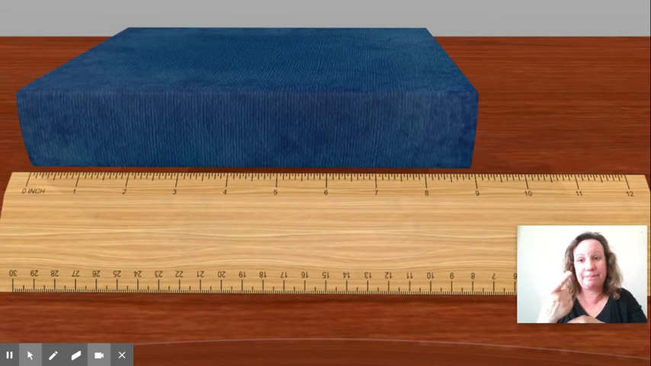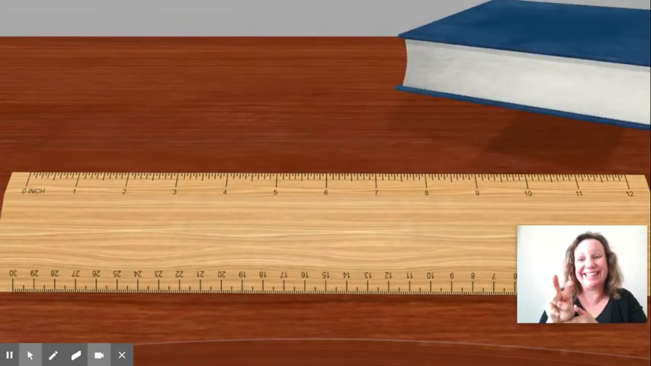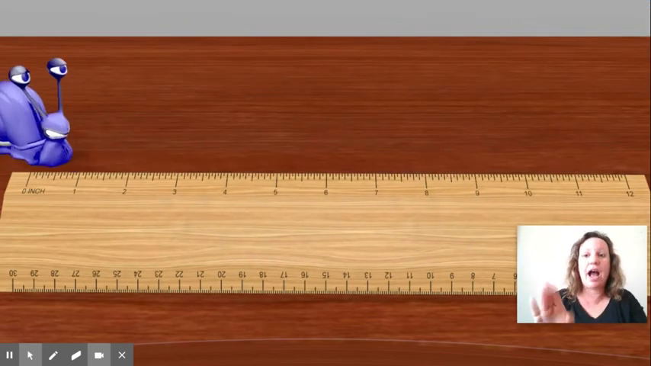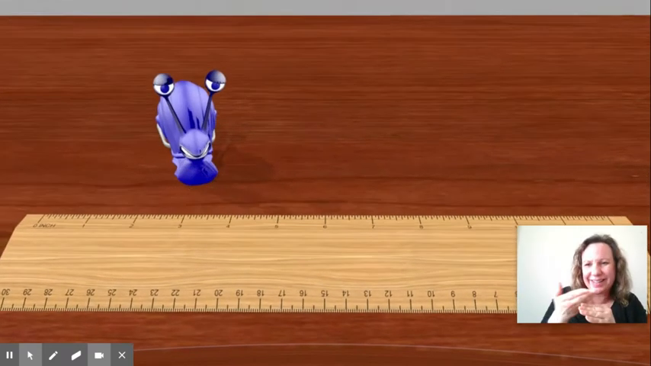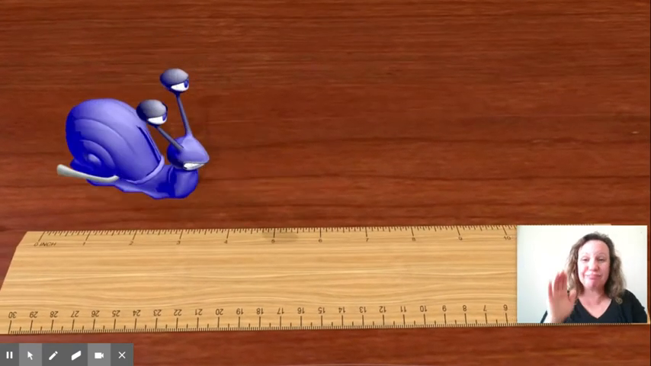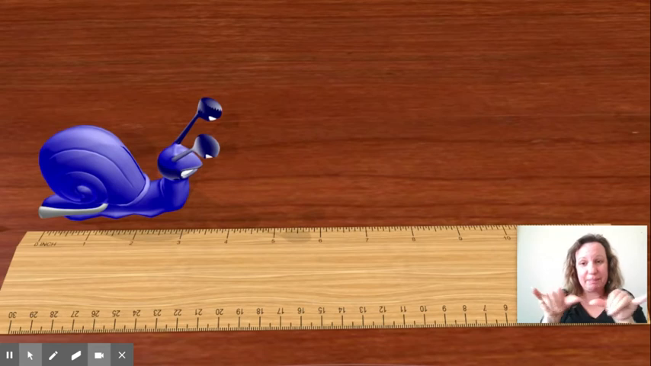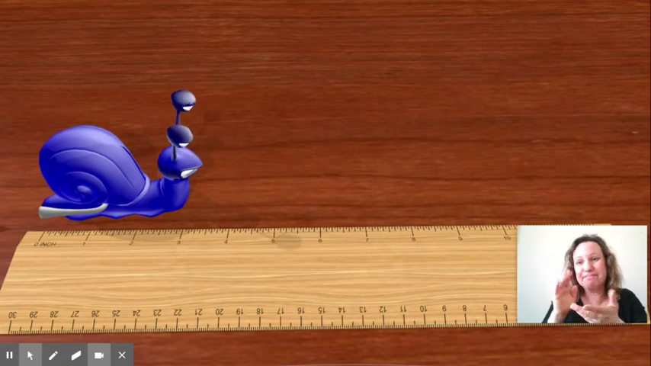Here we have a book that is 9 inches long. Hey Speedy, can you bring us one more thing? It looks like Speedy wants to be measured. What is the length of my friend Speedy? Speedy, it looks like you are 4 inches long.